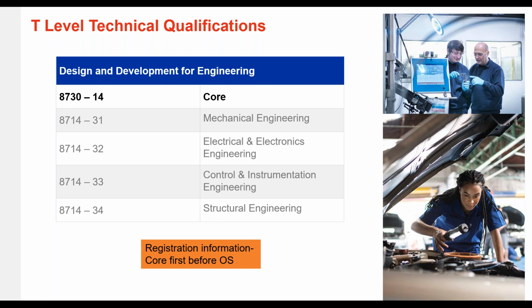This slide shows the registration information. So when you register the learners on the D&D pathway, design and development pathway, you must register them on the core first, which is 8730-14, followed after by the chosen OS. So for example, this could be 8714-31, which is the mechanical engineering pathway, occupational specialism. So again, register the core first and the OS after.